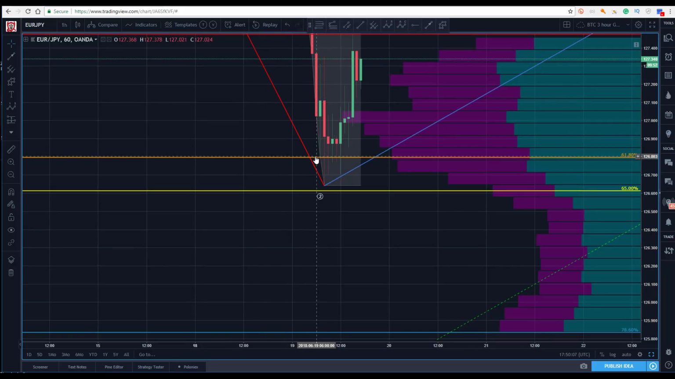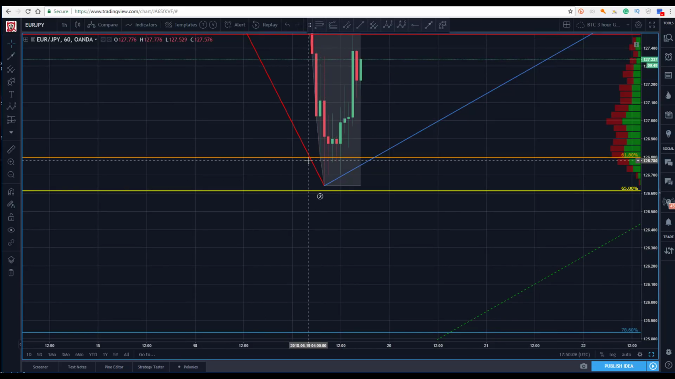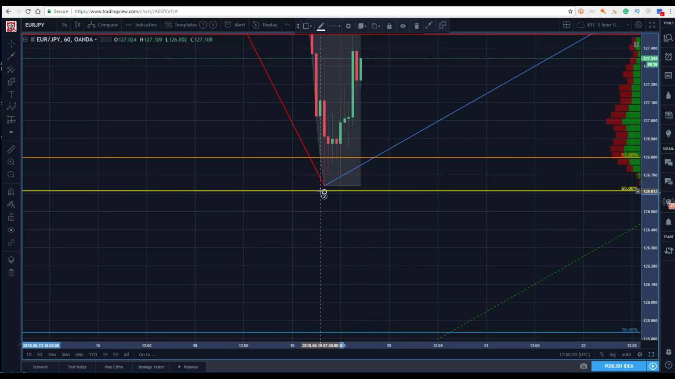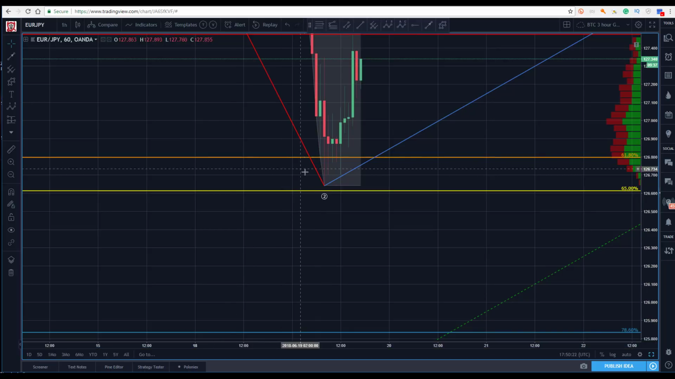This is why you use the golden zone, because they run the stops. All the people that put their stops just under the 618, they all get stopped out and they go, I don't know, what happened? And then it rips away. Well, that's what happened. They run the stops. That's why you have to use the 65, 618. Here's the golden zone right into it, just as you'd expect.